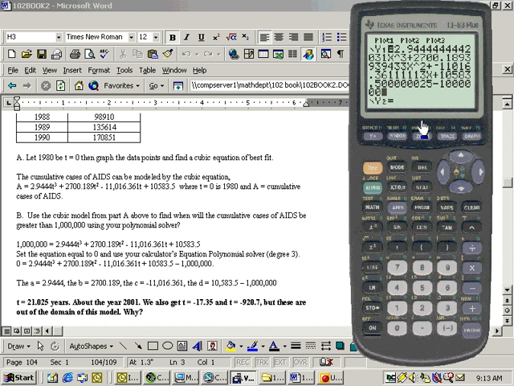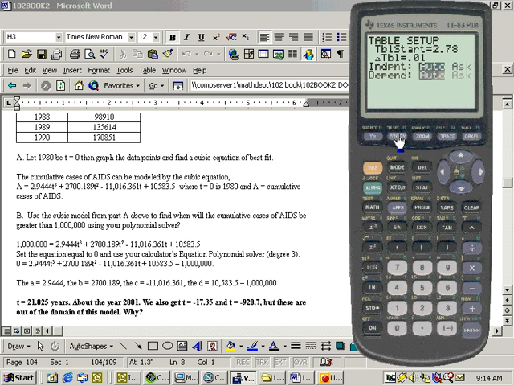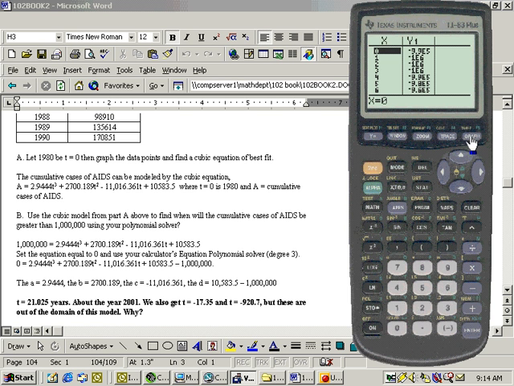Before I even graph it, let's take a look at the table. Let's make sure our table is set correctly. I'll do second window to see if the table is set. Let's start it at zero, and we'll just check every whole number, make that pitch there one. And now let's do the table, second graph, and looking at values around here just to see where we are.